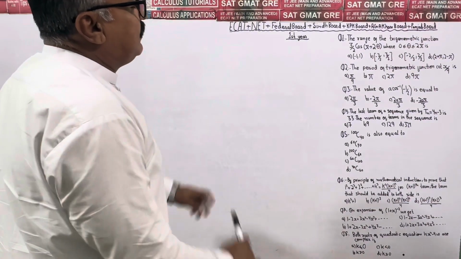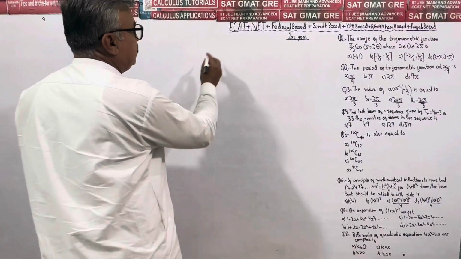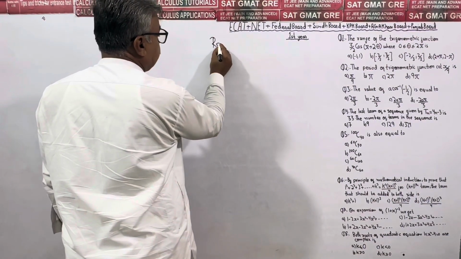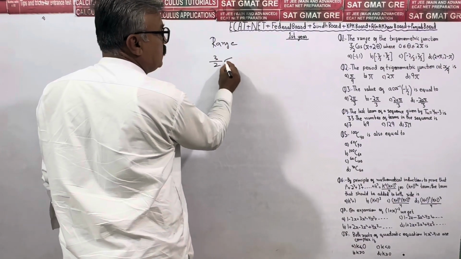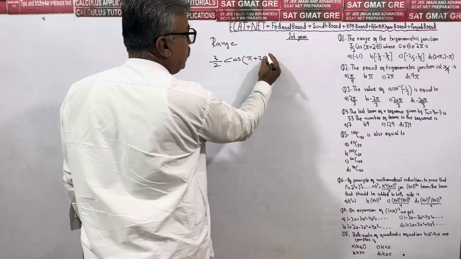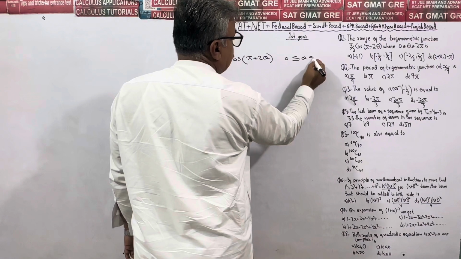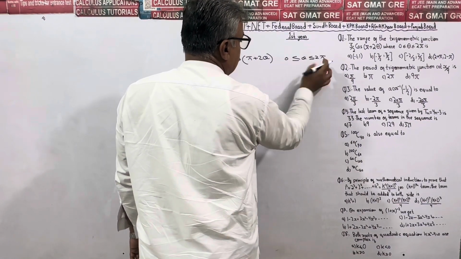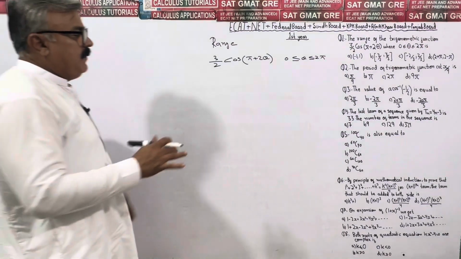Question number one reads: what is the range of the trigonometric function 3 over 2 times cos of (pi plus 2 theta), where the limit of the value of theta is given to us as the closed interval from 0 to 2 pi.